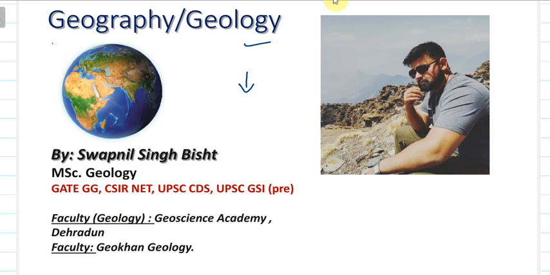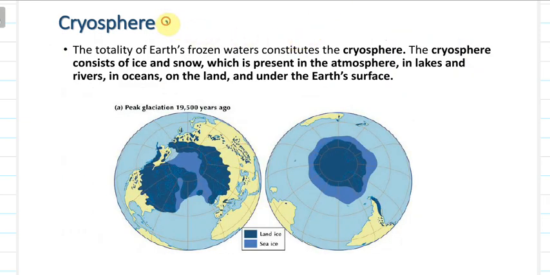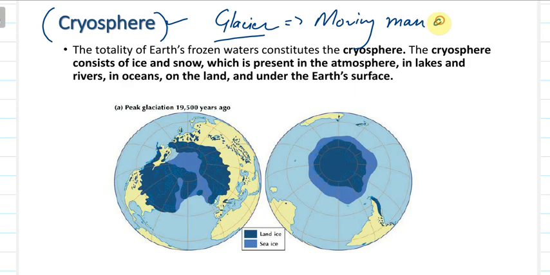So let's start with some introduction to glaciers. As you know, glacier is what? Glacier is a moving mass of ice, and the landforms which it creates are known as glacial landforms. So one word that comes to mind is cryosphere. Cryosphere is basically that region of the earth where there is ice and snow.